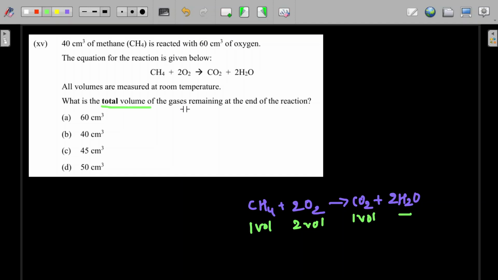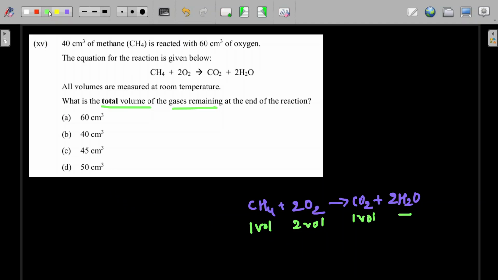What do we have to find? Total volume of the gases remaining at the end. So one volume needs two volumes. For 40 cm cube of methane, how much do you actually need? Double, right? If you take 40, double of that, 80 you need. But how much have they given? 60. So there will be excess methane left behind.